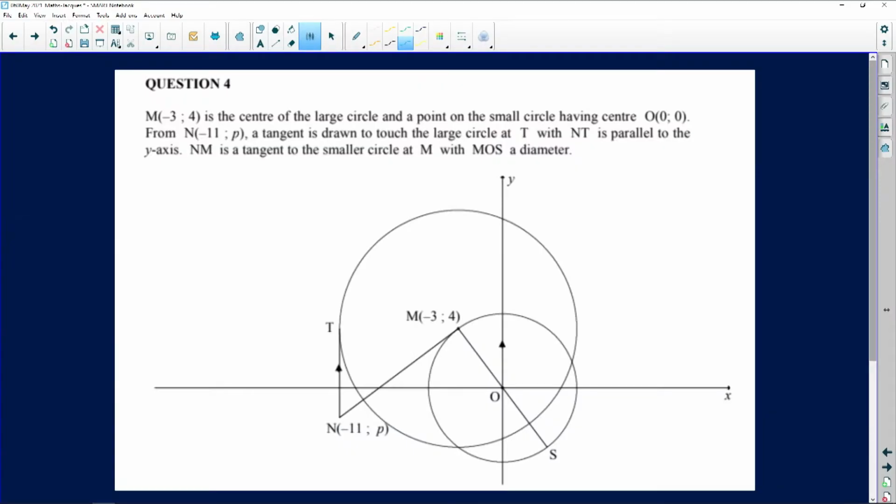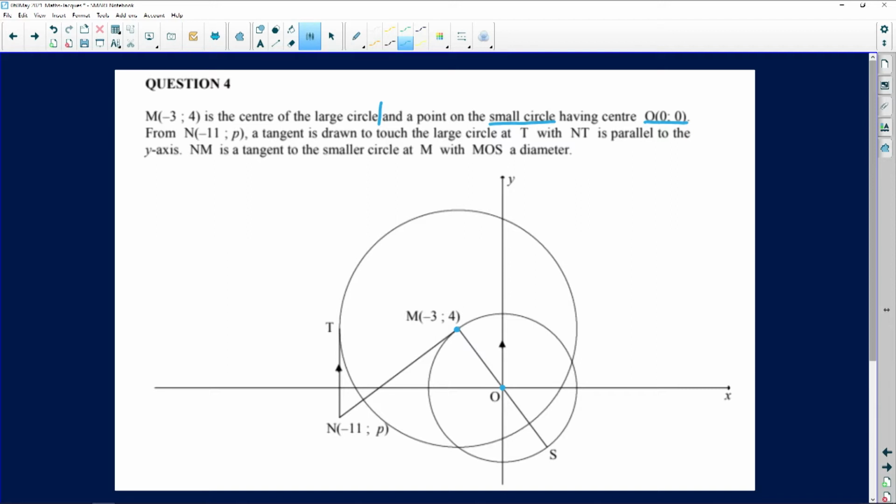Let's go to the first question on analytical geometry. M is the center of the large circle. So I'm going to stop reading. This here is the center of the largest circle, and it's also a point on the small circle that has a center at O. So that's interesting. O is the center of the smallest circle.